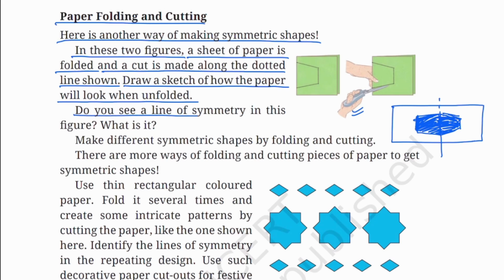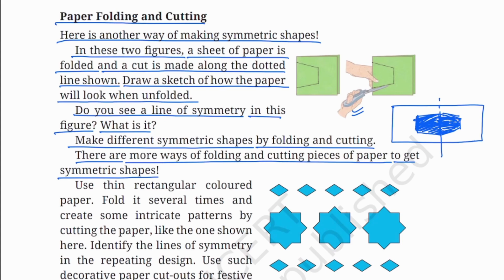Do you see a line of symmetry in this figure? What is it? The line of symmetry is the line of fold. Make different symmetric shapes by folding and cutting. There are more ways of folding and cutting pieces of paper to get symmetric shapes.